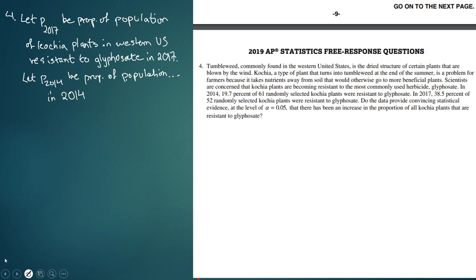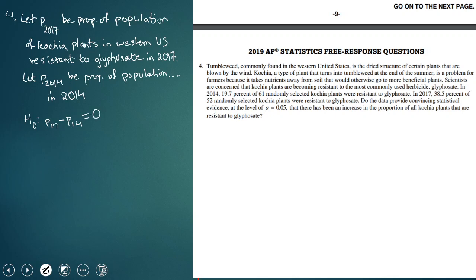we've defined our variables. Now what I'm going to define are my hypotheses. So we want to, our data, we're trying to see if it proves that there's been an increase in the proportion of kochia plants over time. And so our null hypothesis would then be that there's no increase. And no increase represents that P17 minus P14 is equal to 0.